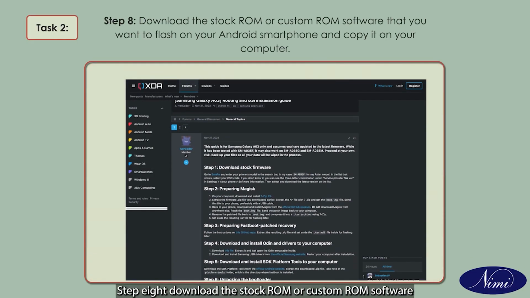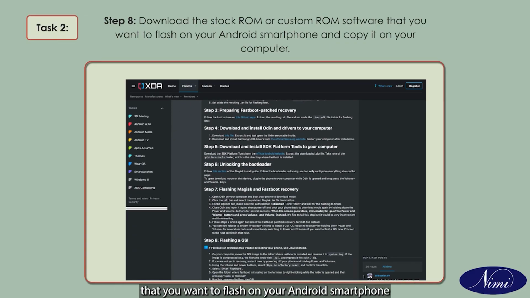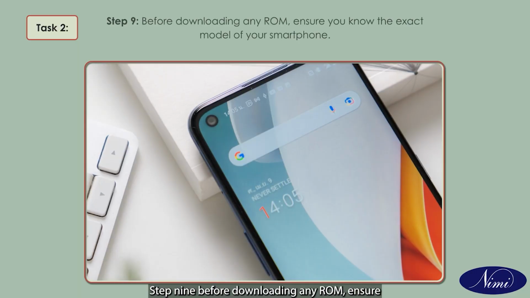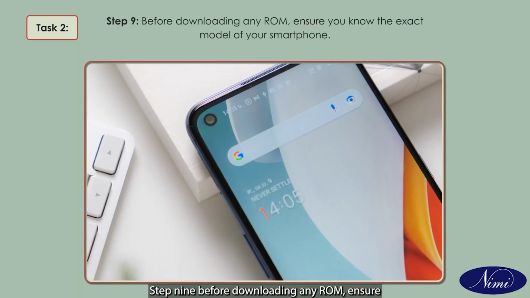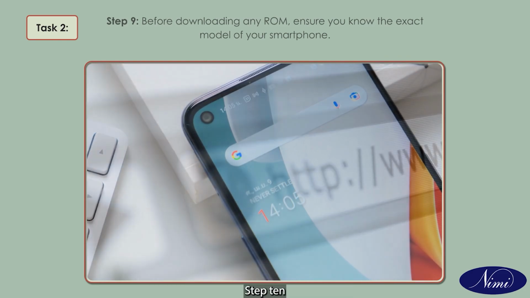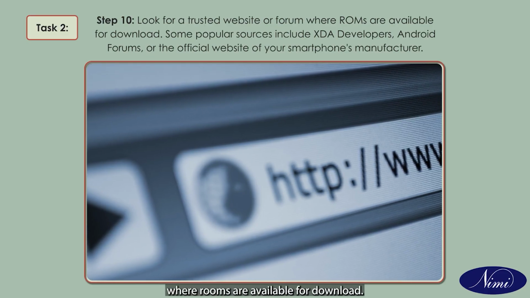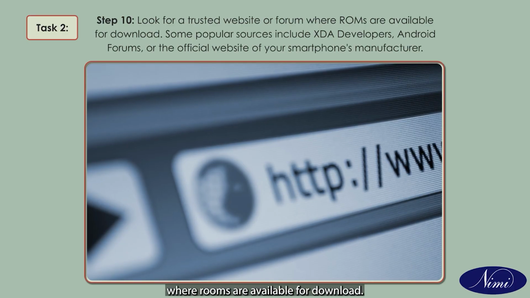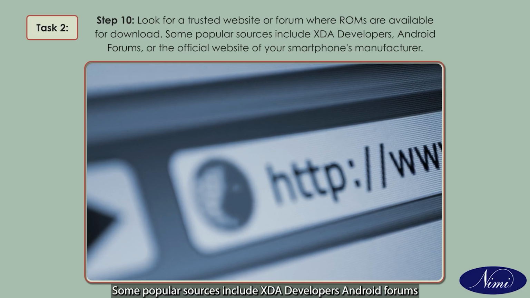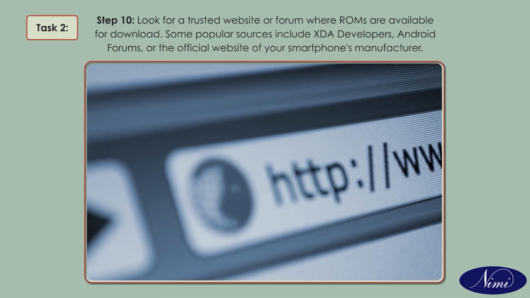Step 8. Download the stock ROM or custom ROM software that you want to flash on your Android smartphone and copy it on your computer. Step 9. Before downloading any ROM, ensure you know the exact model of your smartphone. Step 10. Look for a trusted website or forum where ROMs are available for download. Some popular sources include XDA Developers, Android forums, or the official website of your smartphone's manufacturer.